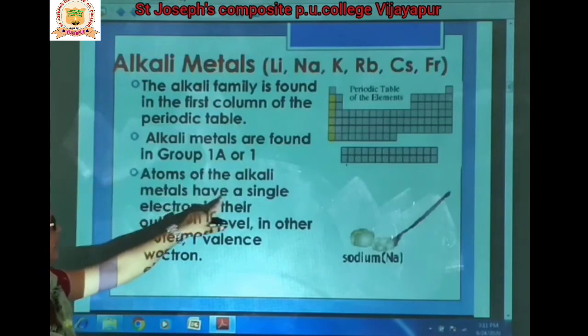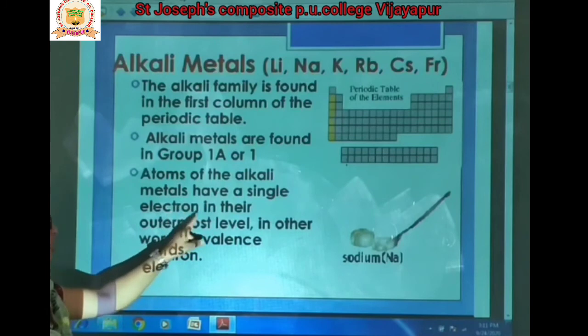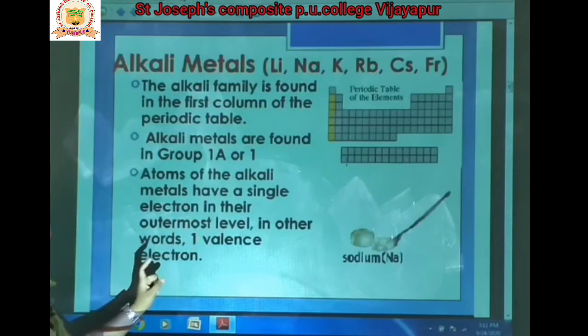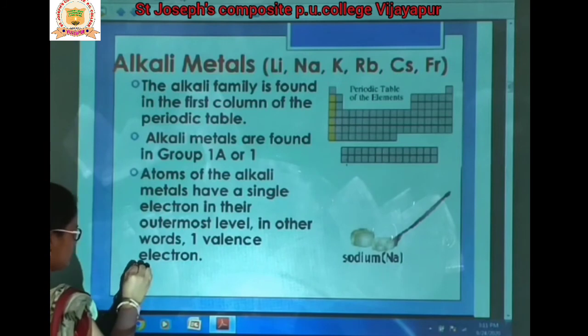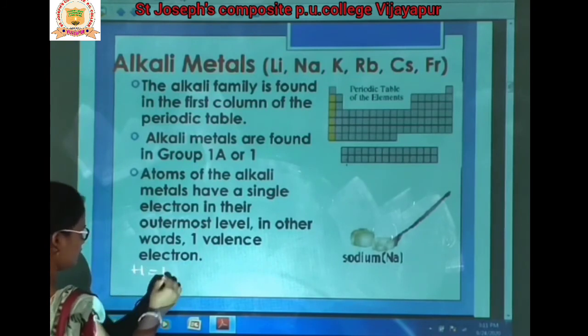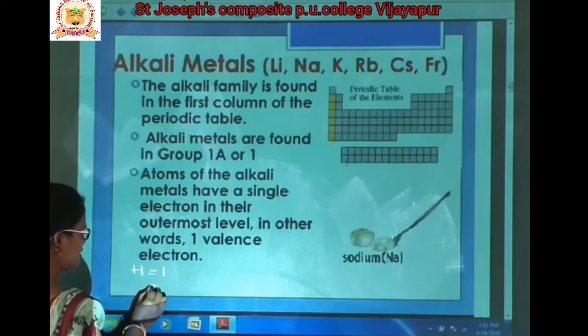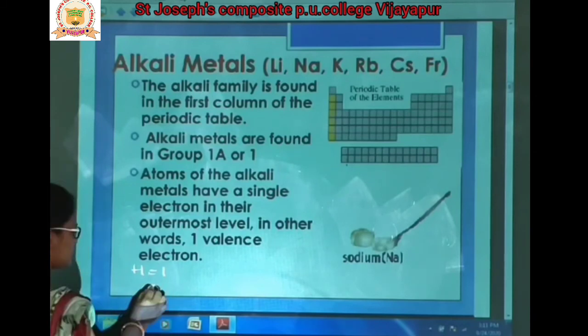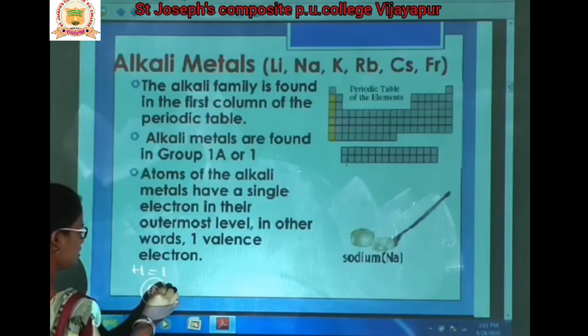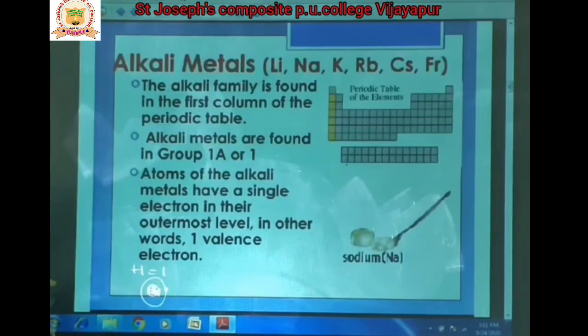The atoms of the alkali metals have a single electron in their outermost level. In one word, since it consists of one electron, the valency is 1. The outermost shell is called the valence shell. That valence shell consists of the valence electrons. For example, hydrogen: the center of the atom is the nucleus consisting of proton and neutron. One shell means only one electron.